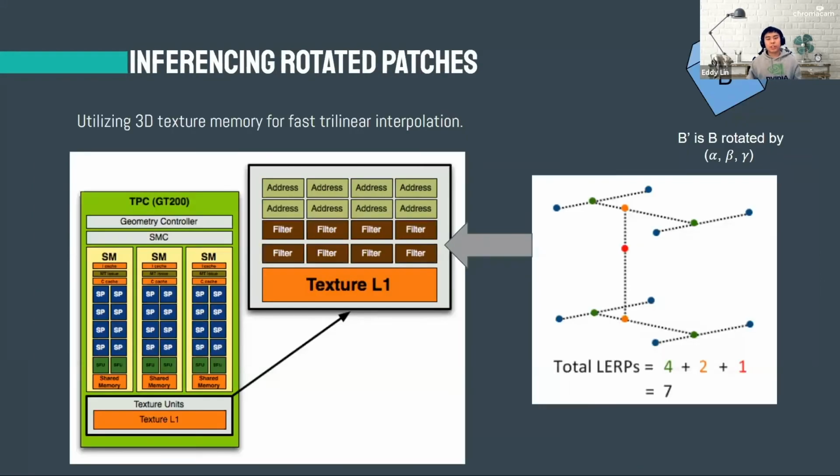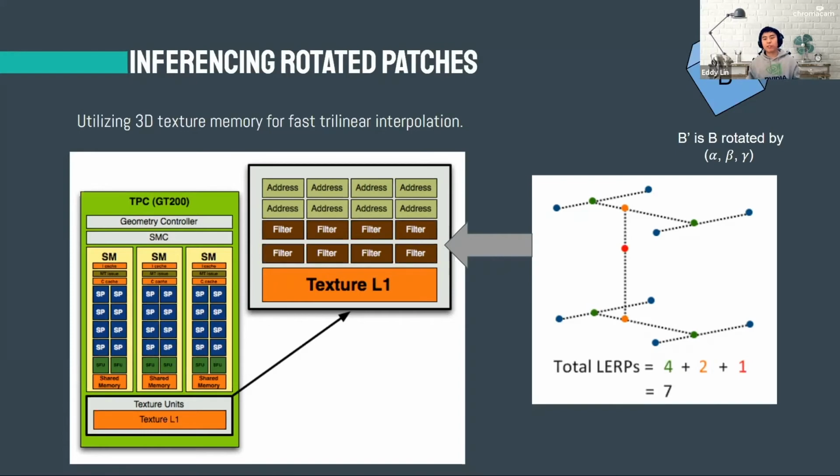Next, we had to perform the rotation. And rotating these 4x4x4 patches, which is the size that we chose, is kind of tough because if you rotate it, you're going to have values in between that you need to interpolate. So that's where texture memory from NVIDIA's GPUs helped us. Texture memory can do trilinear interpolation of 3D volumetric data very quickly.